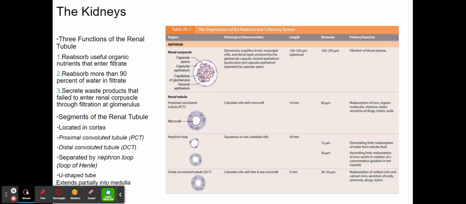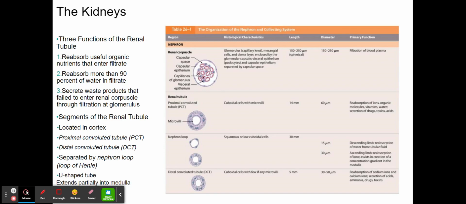From the renal corpuscle, filtrate enters the renal tubule. The renal tubule has 3 crucial functions. 1, absorbing all of the useful organic nutrients in the filtrate. 2, reabsorbing more than 90% of the water in the filtrate. And 3, secreting into the tubule lumen any waste that did not pass into the filtrate at the glomerulus.